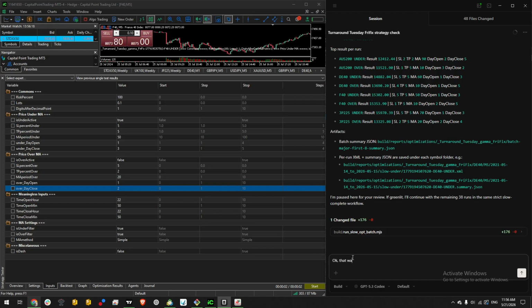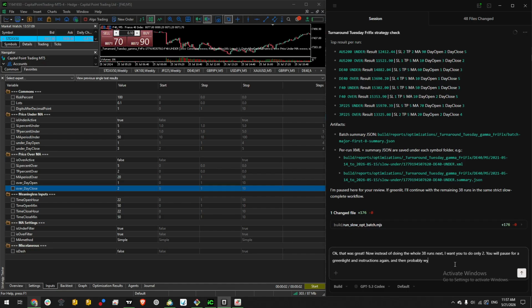Okay, that was great. Now instead of run... okay, and this is actually too many words. I'm sure that it can understand me with 5 words only. But let's do it like this. And yeah, by the way, it has a build mode and plan mode. In build mode, it can make changes to the project. In plan mode, it cannot edit anything. Okay, let's hit it.